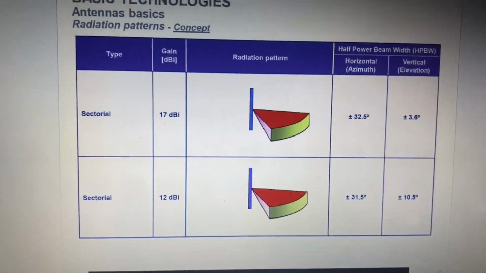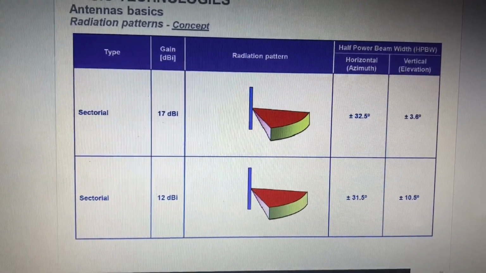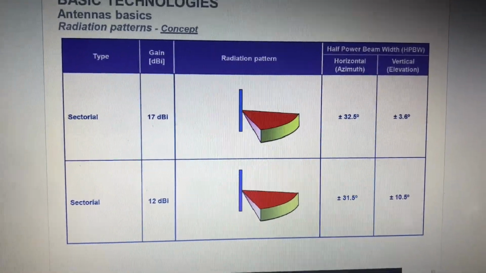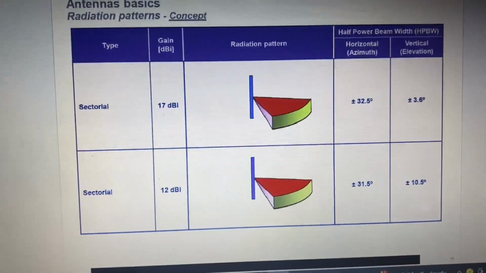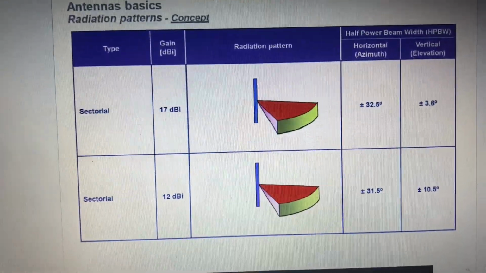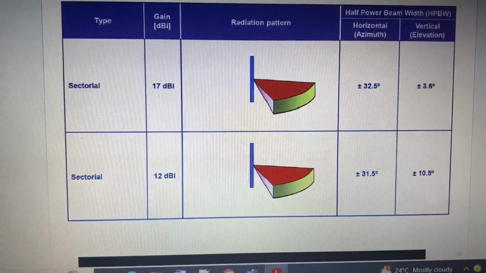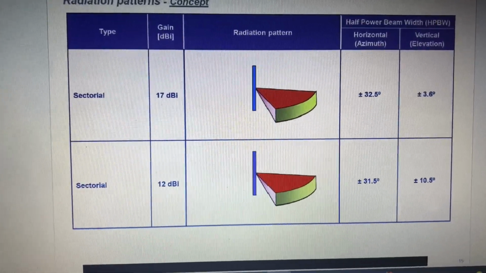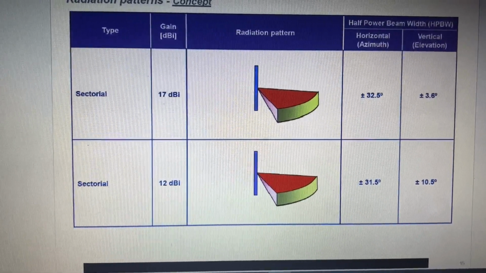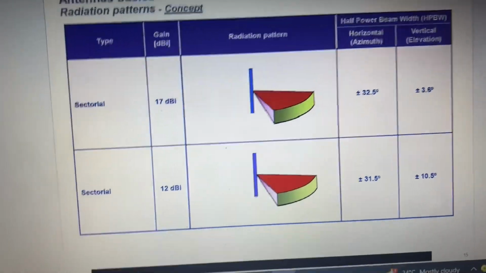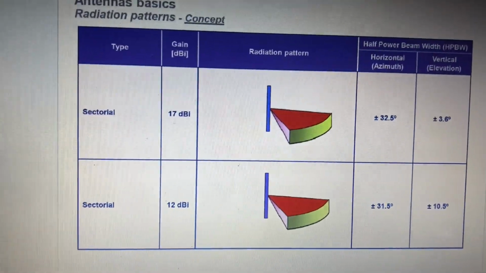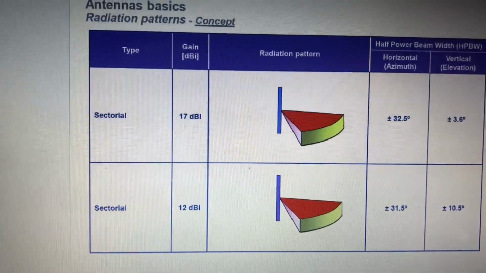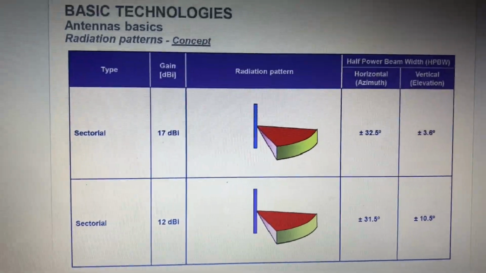Now we come to the sectorial. Here some sectors are divided with different antenna gains. One is 17 dBi, another is 12 dBi, with horizontal as well as vertical coverage. Horizontally, the first one will transmit 32.5 degree with a vertical of plus or minus 3.6. The second one is a sectorial of 12 dBi, which is again plus or minus 31.5 degree with plus or minus 10.5 as the vertical elevation. So these are the different kinds of radiation patterns in antenna basics.